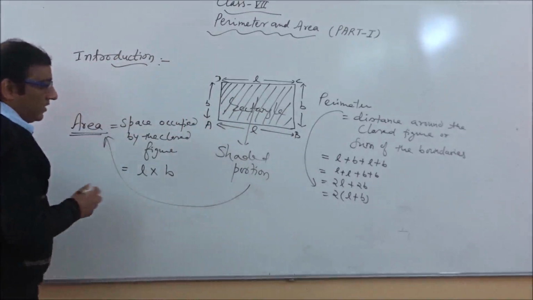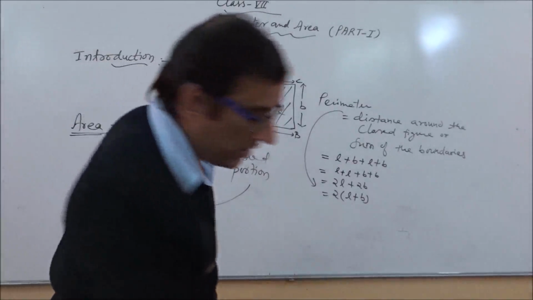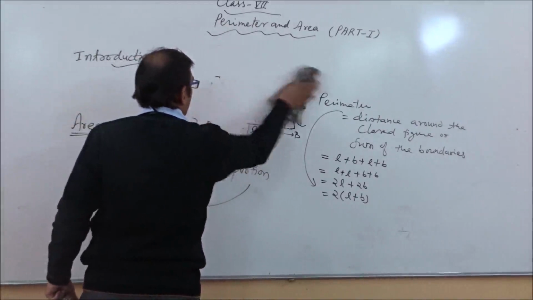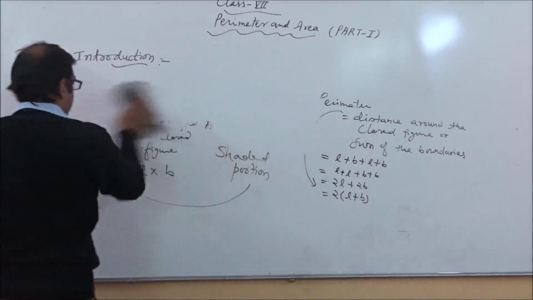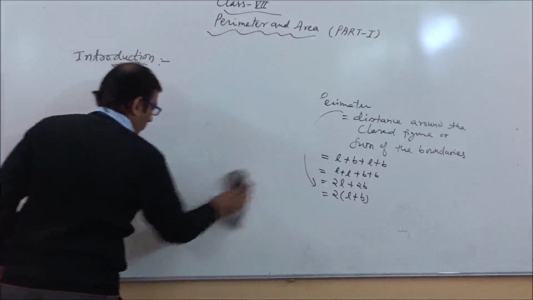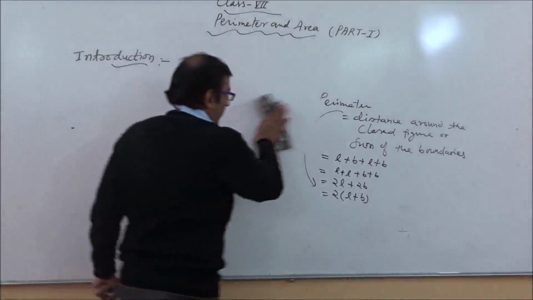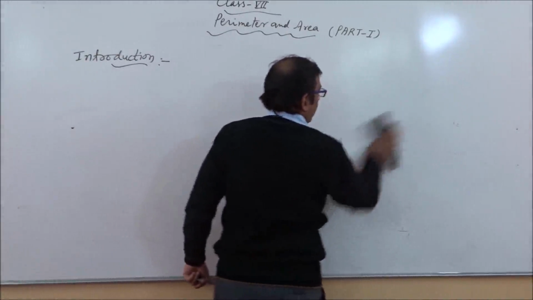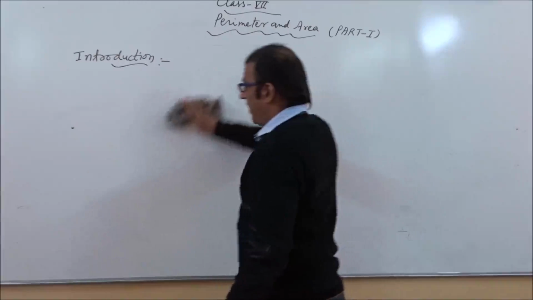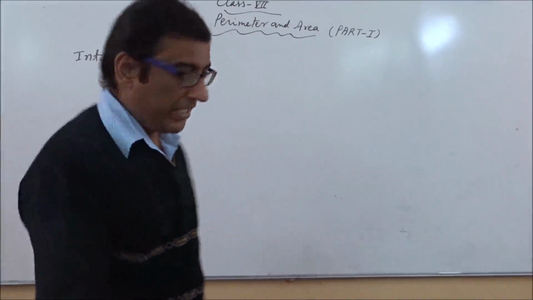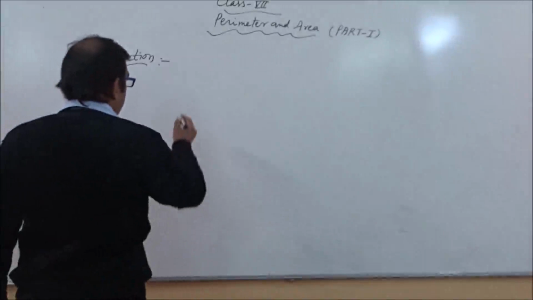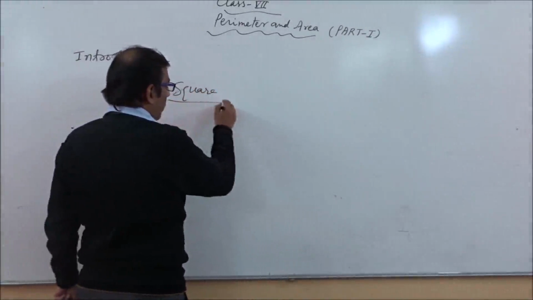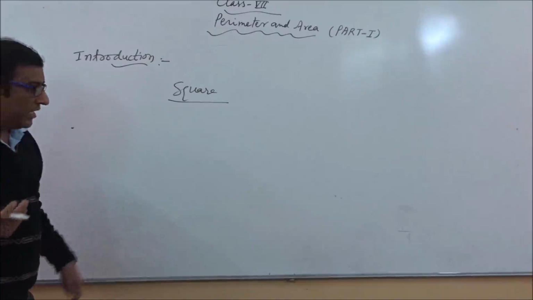What about if the shape is a square? Then what will we do? In that case, we have to apply the concept, because perimeter and area formulas are different for different shapes. So if I am saying a square, what is the meaning of a square? All the four sides are equal.